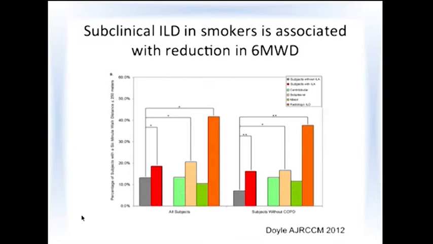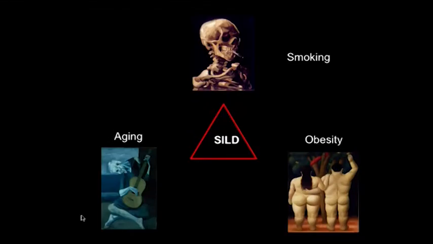And so what you're seeing here is, on average, there's a greater percentage of individuals who have a decrease in their 6-minute walk. And it tends to be much more significant in individuals who have radiographic interstitial lung abnormalities or apparent fibrosis. And again, individuals with subclinical changes. And they follow similar trends in the individuals without COPD.